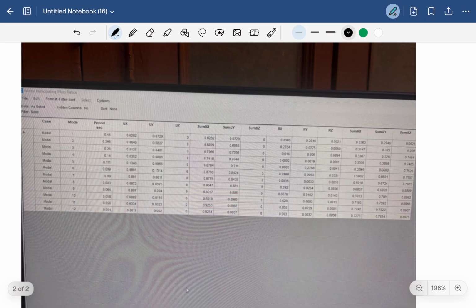So today I am going to discuss modal analysis. We will see what modal analysis is, how we see the report of modal analysis, and what the importance of modal analysis is.